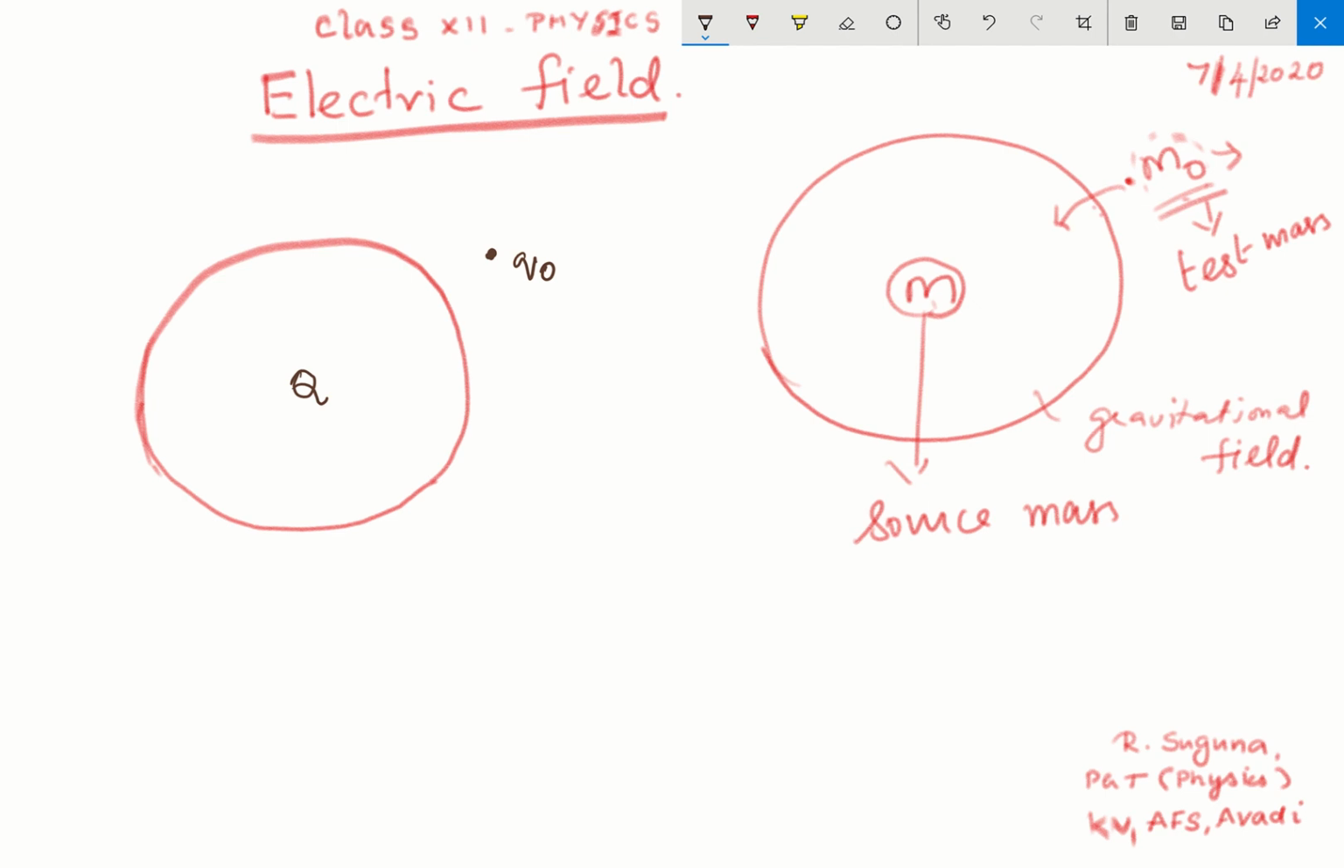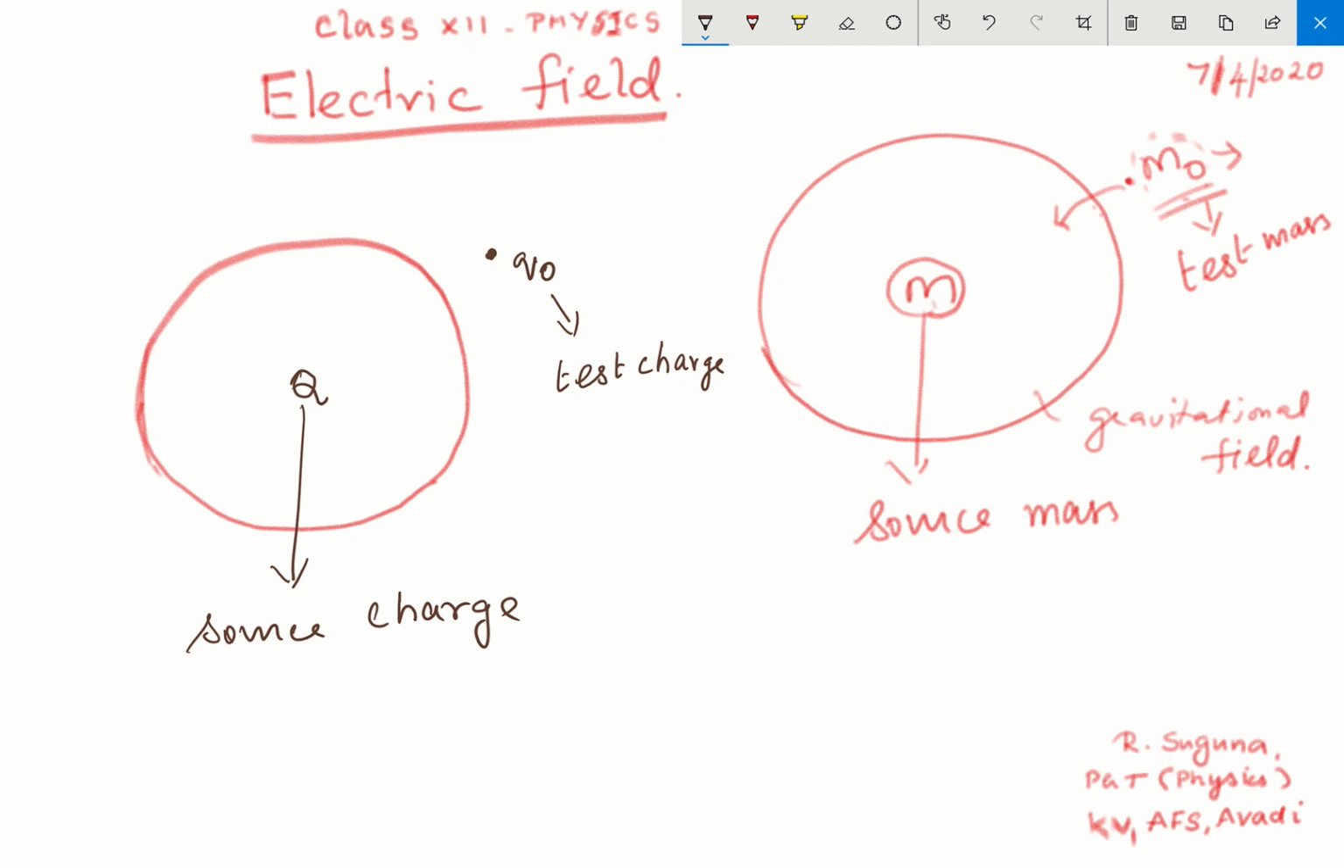Here, which is producing the electric field? Capital Q. This is what is called our source charge. This is producing the electric field. And the one meant for testing the electric field produced by the source charge, that is Q naught, is what is called the test charge. Are you following? Is it clear? Electric field produced by any charge is the space around the charge within which its force of attraction or repulsion can be felt by any other charge.